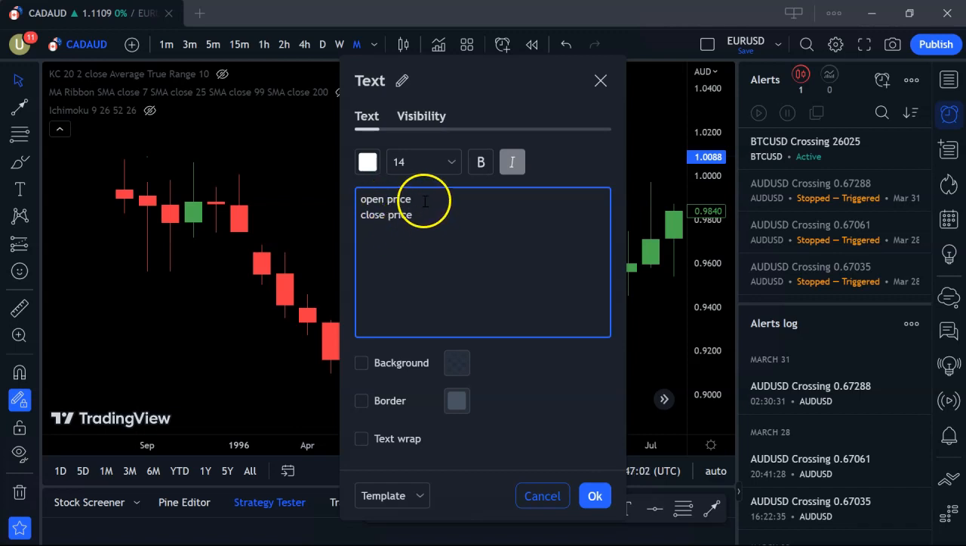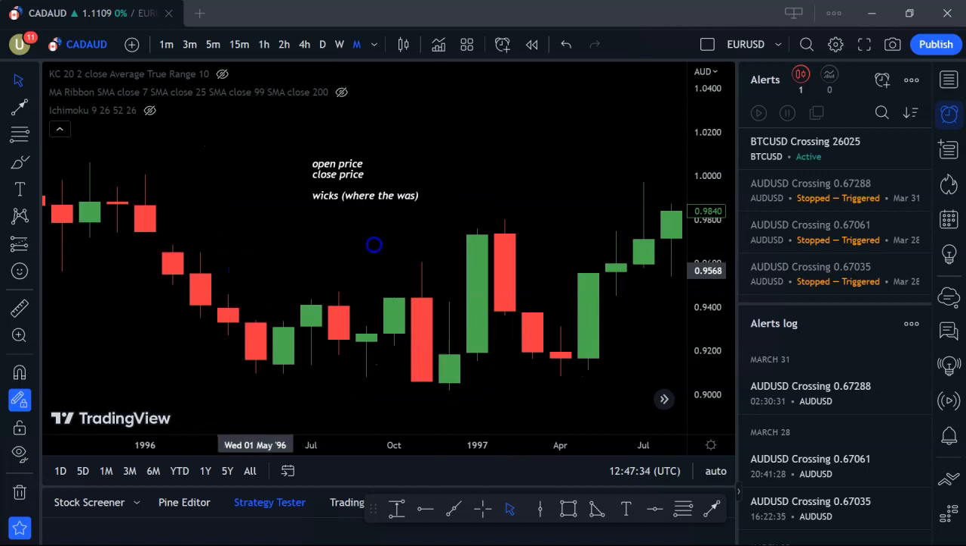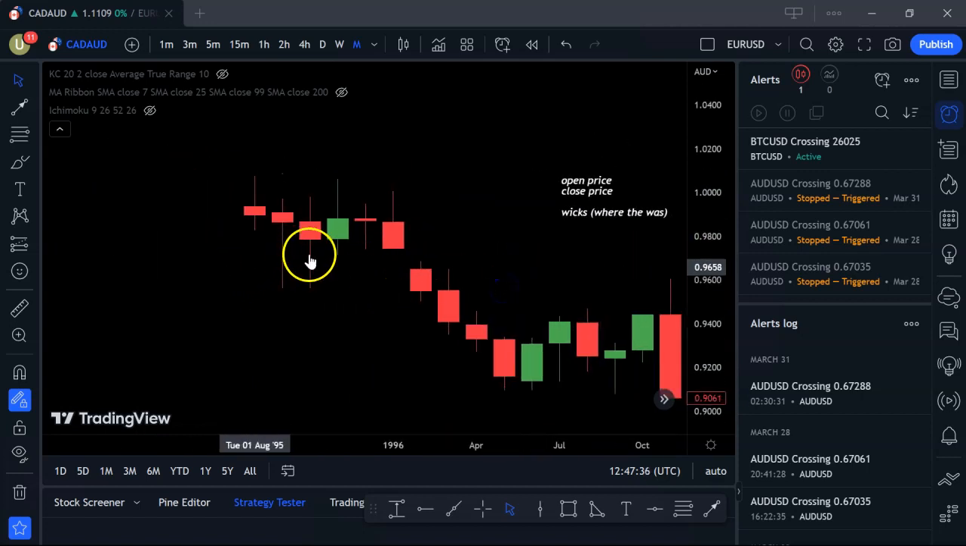So, the open and the close price are very, very important information. Then another thing is the wicks. The story the wick tells you is where the market was. Some people call wicks shadows, and truly it's a shadow. So it tells you where the market has been.